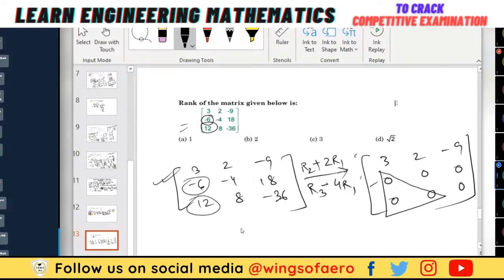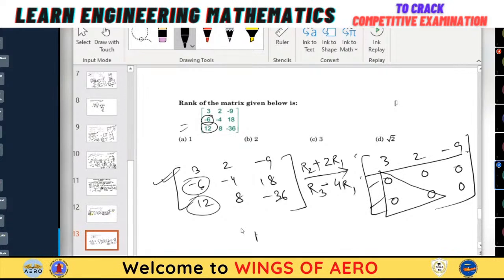That is, 2 rows are 0 here. So only one non-zero row is the first row. So the rank of the matrix is 1.